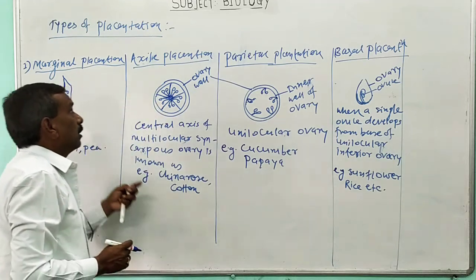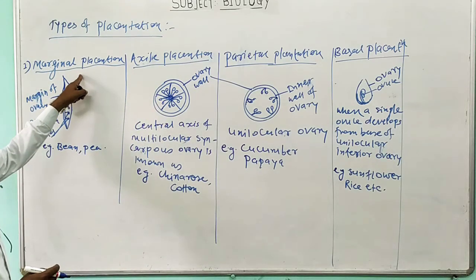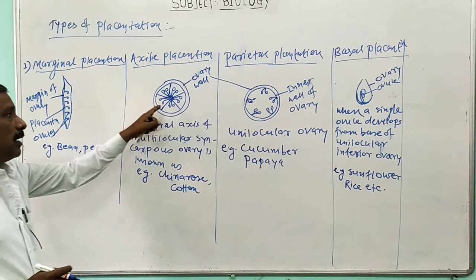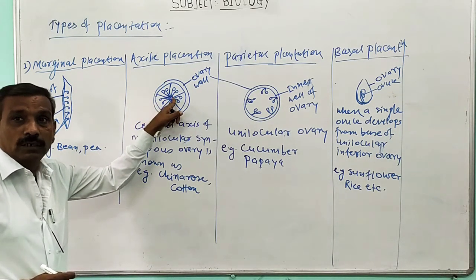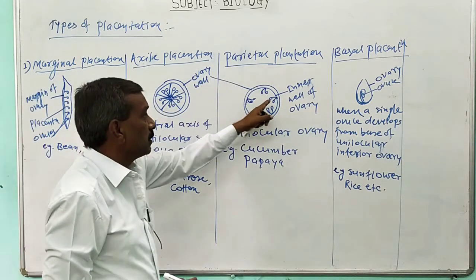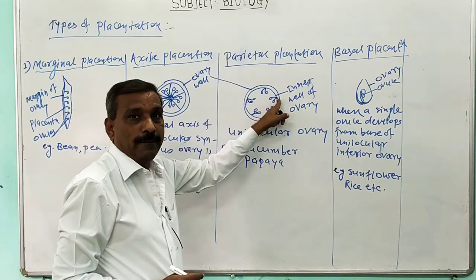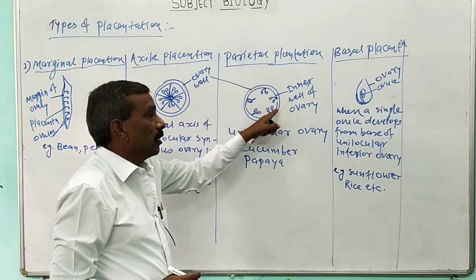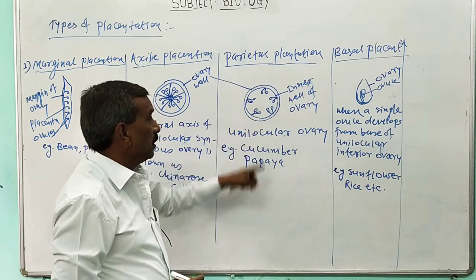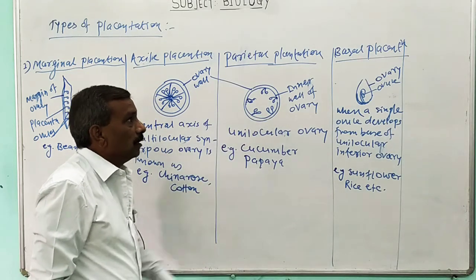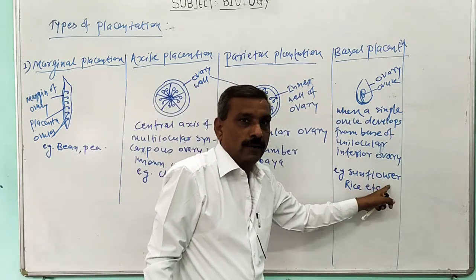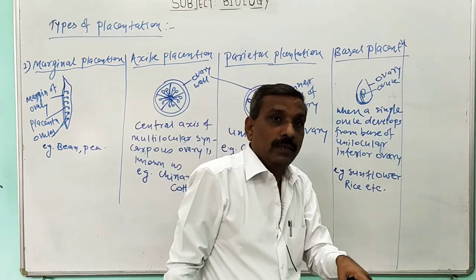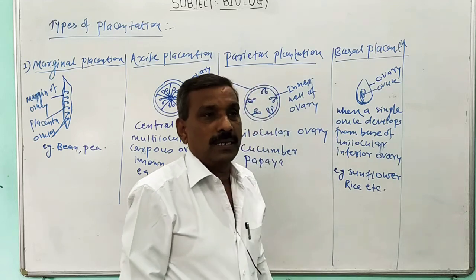Now in this way, the types of placentation are: marginal placentation, when ovule develops from the margin; axial placentation, when ovule develops from the central axis; parietal placentation, when ovule develops from the periphery of the ovary or from the inner wall of the ovary; then basal placentation, when a single ovule develops from a unilocular inferior ovary.